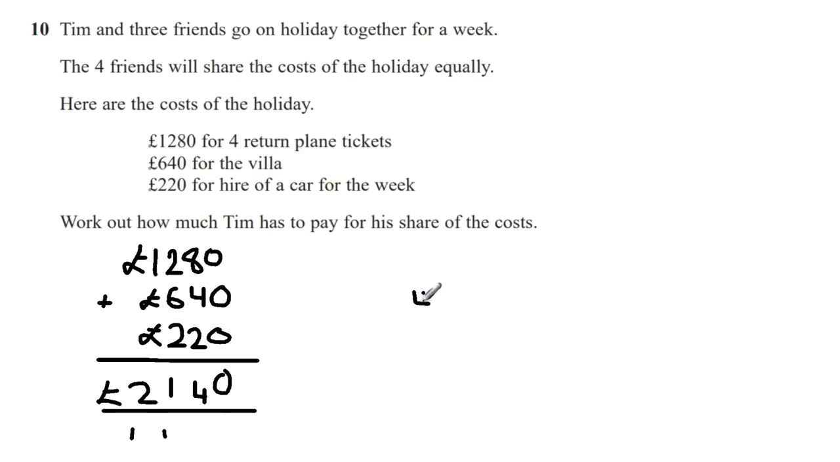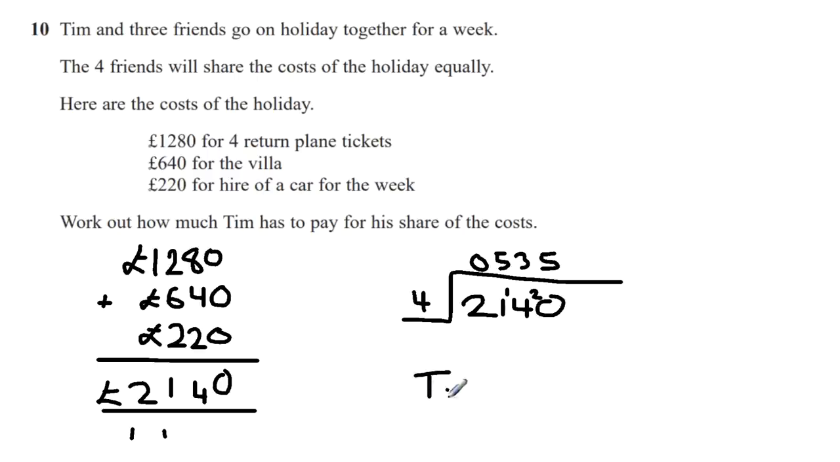So 4 divided by 2,140. So 0, 5, carry the 1, 3, 2, 5. So Tim needs to pay £535. So he needs to pay £535.